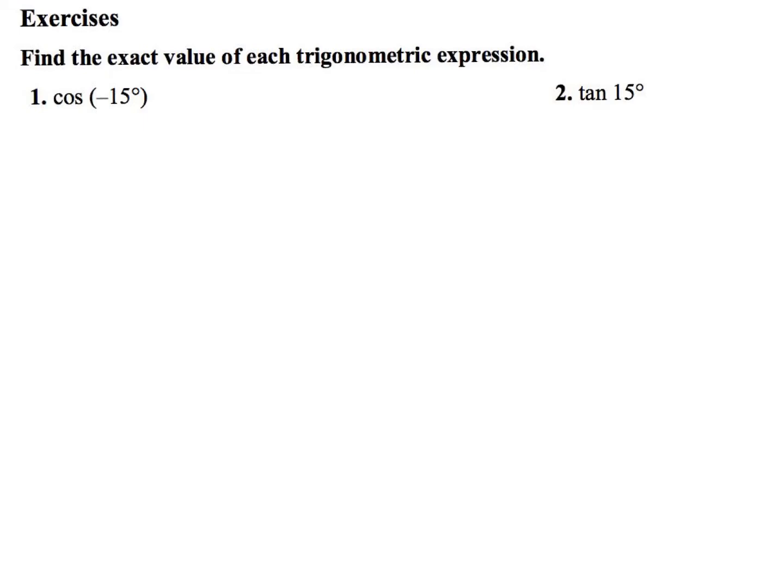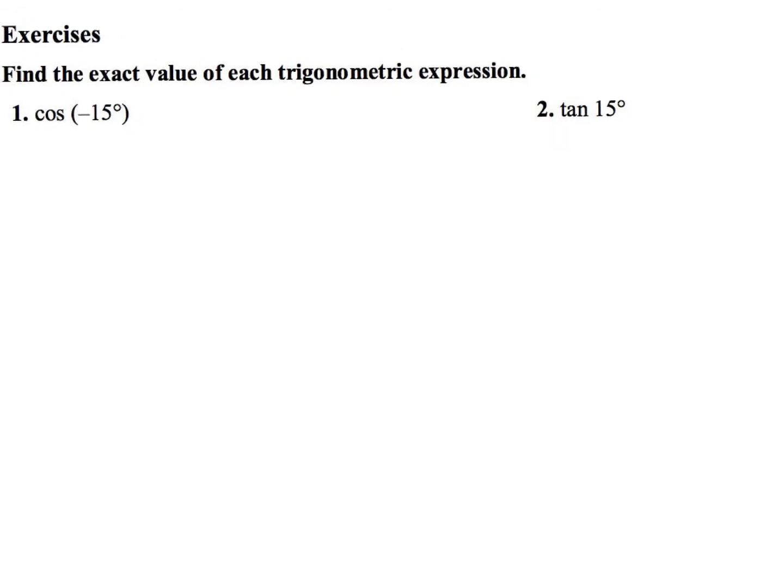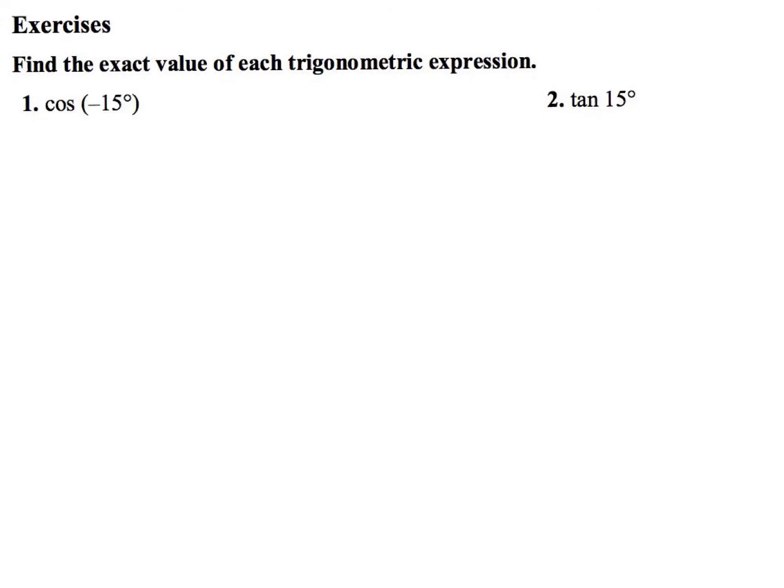Okay, we are looking at finding the exact value of these two trig expressions. Within these expressions, I see that I've got negative 15 for cosine and 15 for tangent. If you saw on the last slide, I get negative 15 when I have 30 minus 45. There we go. 30 minus 45 equals negative 15. And then over here, 45 minus 30 equals 15.